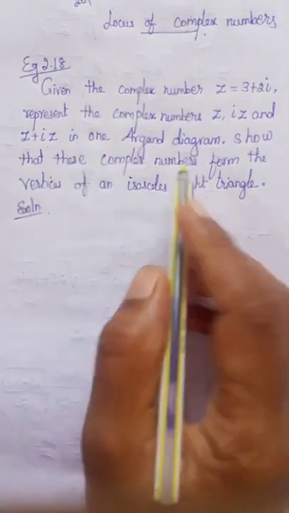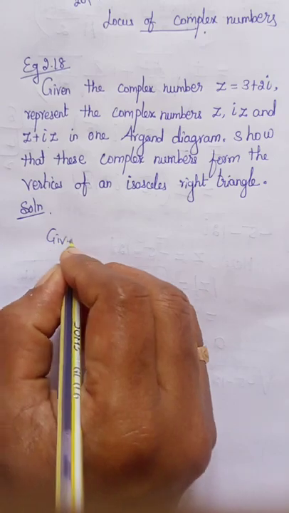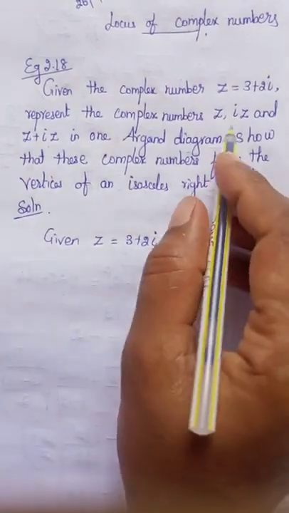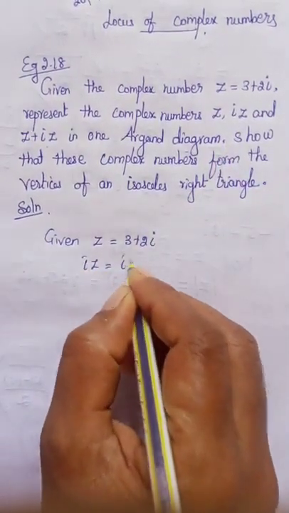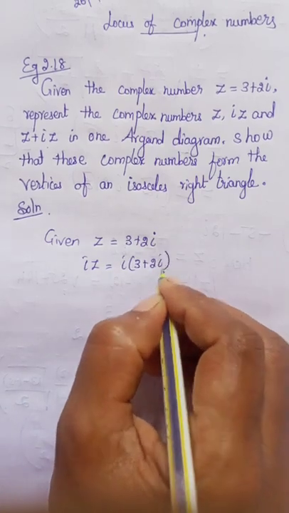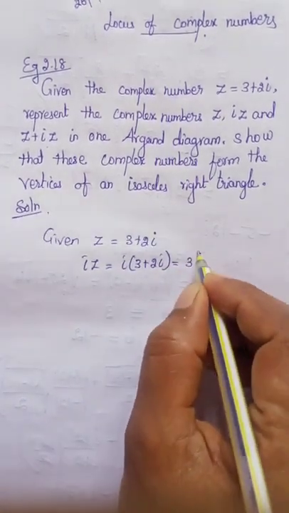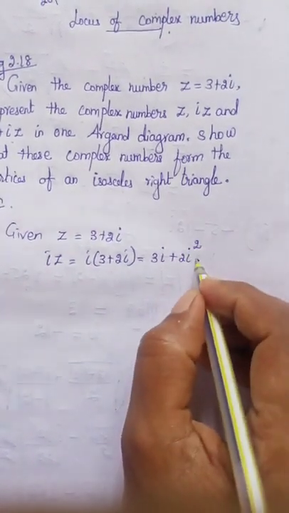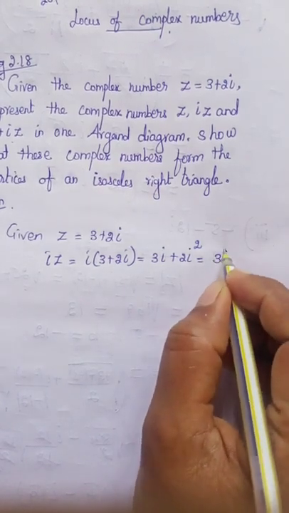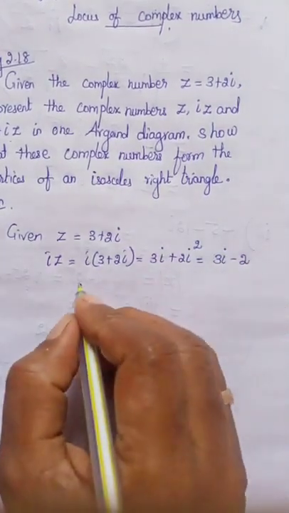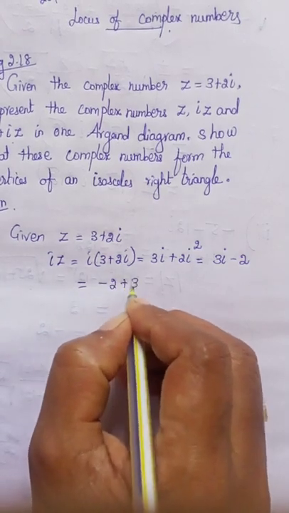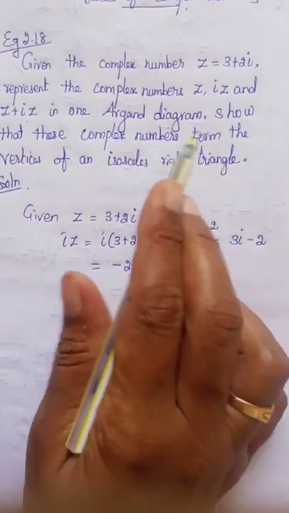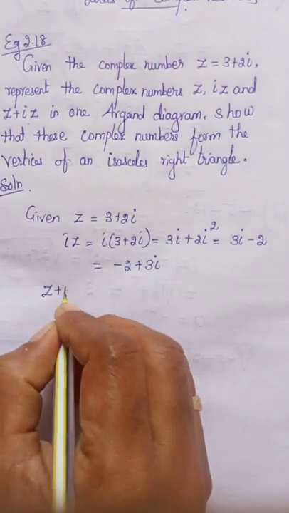First, to mark it in the Argand diagram, I am taking the given Z equals 3 plus 2i. This is 1 point. The next is i into Z, so i into 3 plus 2i. This is 3i plus 2i into i, which is 2i square. We know the value of i square is minus 1, so we get 3i minus 2, or minus 2 plus 3i, because we always write the real part first, then the imaginary part. Then the third one is Z plus iZ.